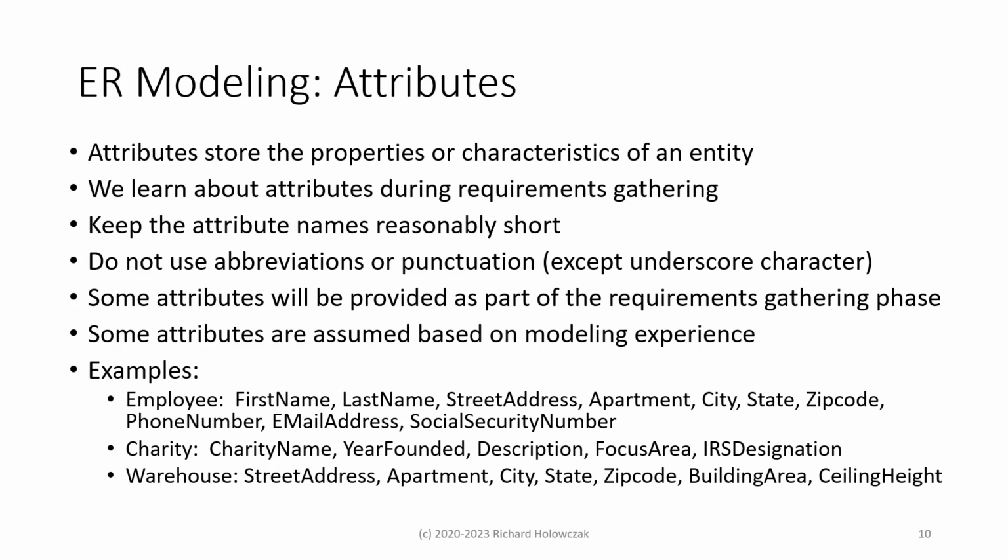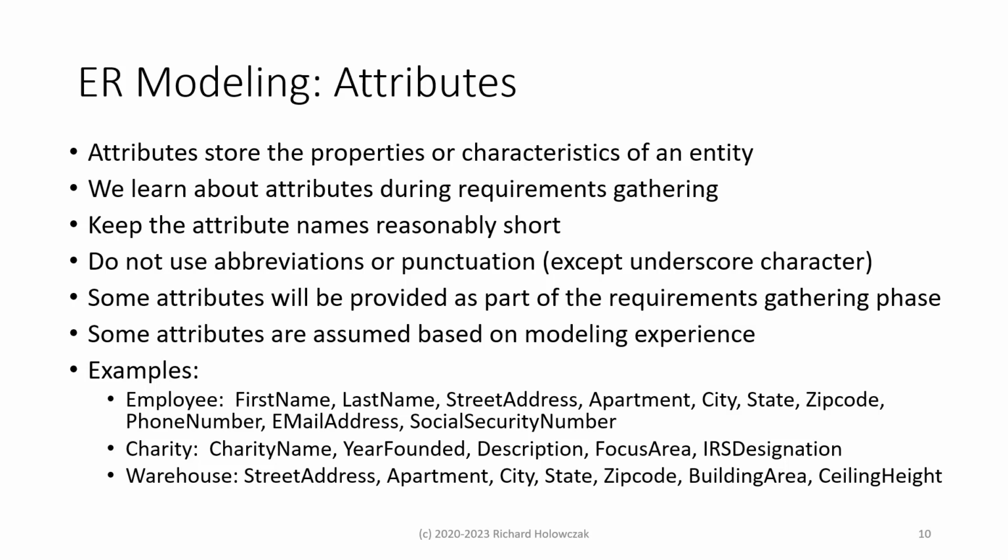The next thing we'll do is look for attributes. Attributes are the properties or characteristics of an entity. We also learn about attributes during requirements gathering. We try to keep the attribute names reasonably short, and we try not to use abbreviations or punctuation. Sometimes we'll use the underscore character if we want to separate the words describing an attribute. Some attributes will be provided during the requirements gathering phase. Other attributes are going to be assumed based on our modeling experience.